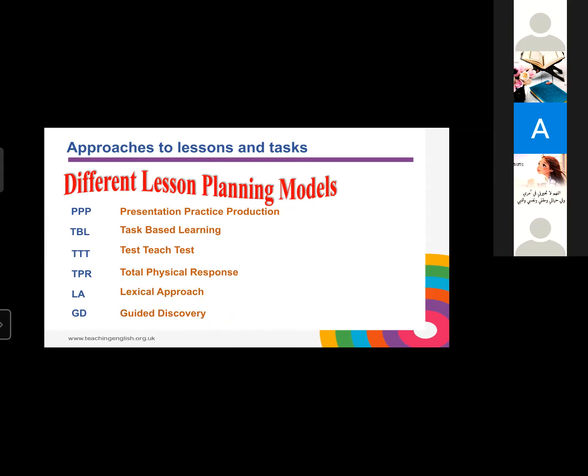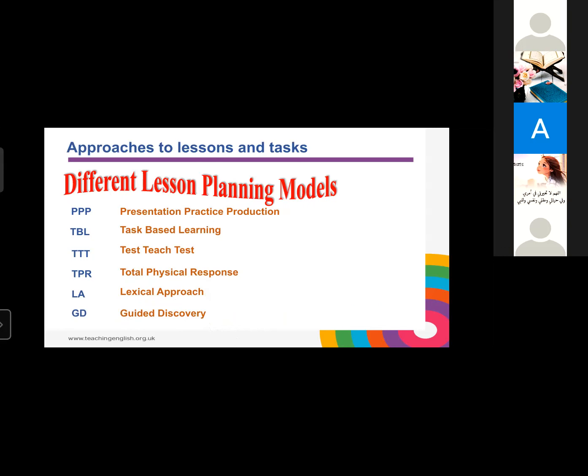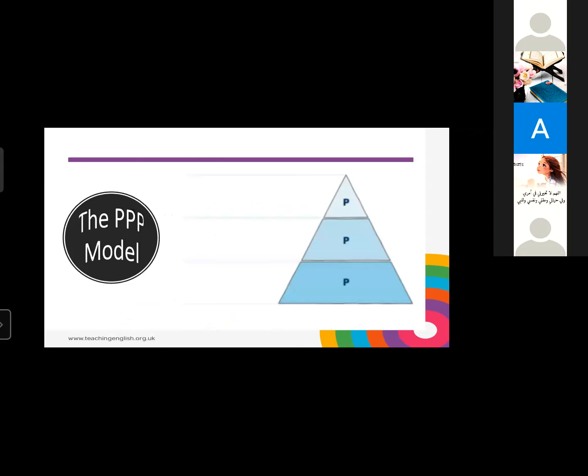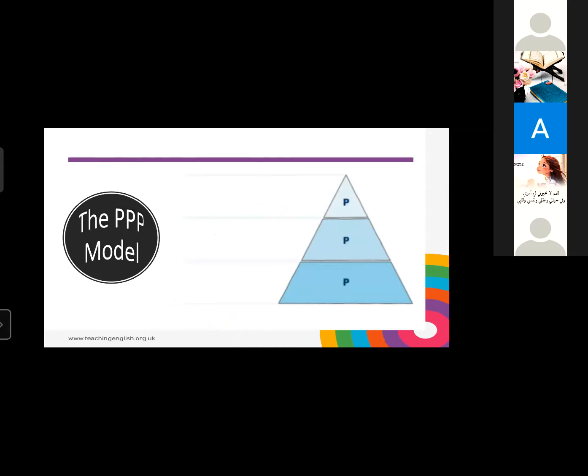So what is the role of the teacher in the last approach, guided discovery? Is he a traditional teacher or a facilitator? From its name, guided, of course, the role of the teacher here is a facilitator. Let's start with the first one, the PPP model. And we've said before, PPP stands for presentation, practice, production, okay?